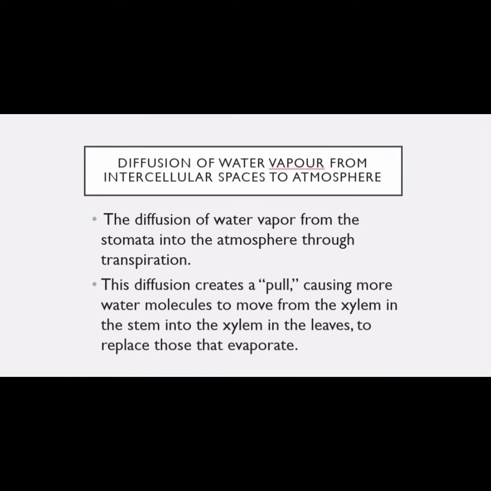The diffusion of water vapor from the stomata into the atmosphere occurs through transpiration. This diffusion creates a pull, causing more water molecules to move from the xylem in the stem and the xylem in the leaves to replace those that evaporate. This process is called transpiration, and we have seen about the mechanism of transpiration.